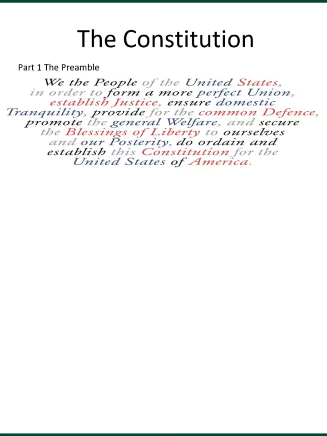The preamble reads, "We the people." And that was a big deal because before it was what the king wanted, not what the people wanted. So this was the very first document that actually said, "We the people. This is what we want."